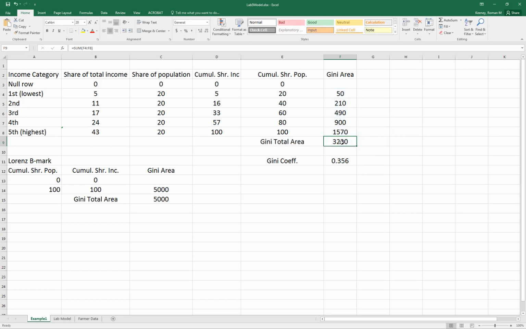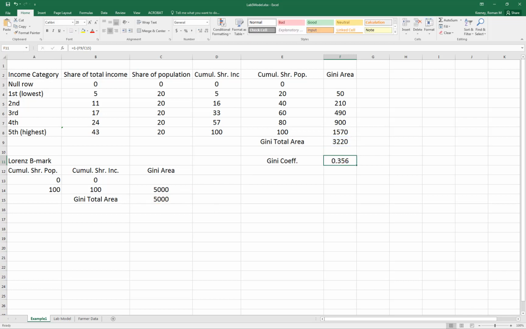So you found the area under the Lorenz curve, and then to find the Gini coefficient, you need the Gini area under the Lorenz benchmark, which is 5,000 if the boundaries are 100. So you calculate that there. And then the Gini coefficient is just 1 minus, in parentheses, F9, the Gini total area we calculated compared to the benchmark.